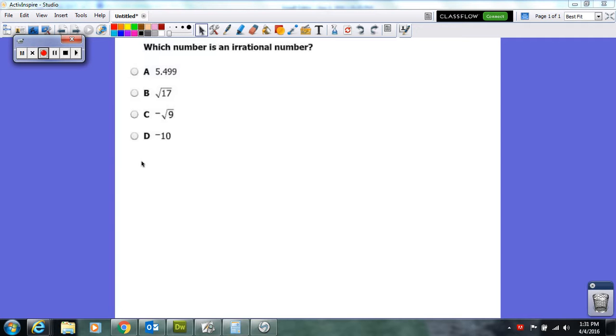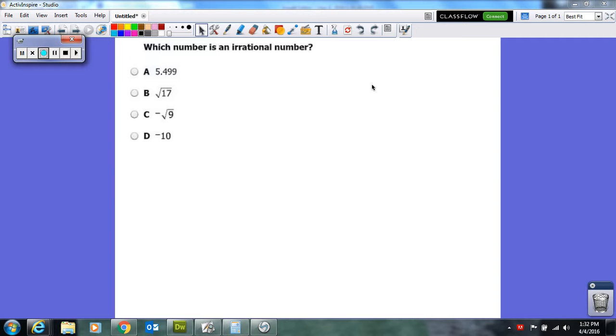This question is from the 2014 SOL test, and it's asking us which number is considered an irrational number. In order to solve this problem, we need to know what an irrational number looks like. Irrational numbers are numbers that are decimal values, or can be turned into a decimal value, that goes on and on forever without any repetition to it.